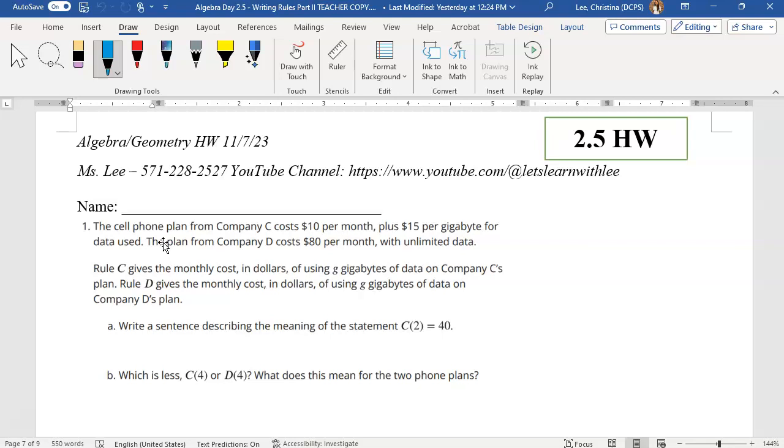Let's get started. The cell phone plan from company C costs $10 per month plus $15 per gigabyte for data used. The plan from company D costs $80 with unlimited data. So we have two companies, company C and company D. Rule C gives a monthly cost in dollars of using G gigabytes of data on company C's plan. Rule D gives a monthly cost in dollars of using G gigabytes of data.